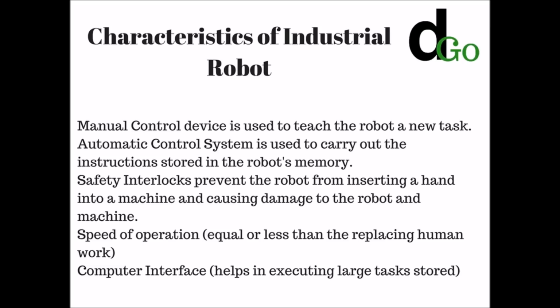Characteristics of industrial robot: there are many things in this, you can just pause and see. These are the important things you have to remember: manual control device, automatic control system, safety interlocks, speed of operation, computer interface.